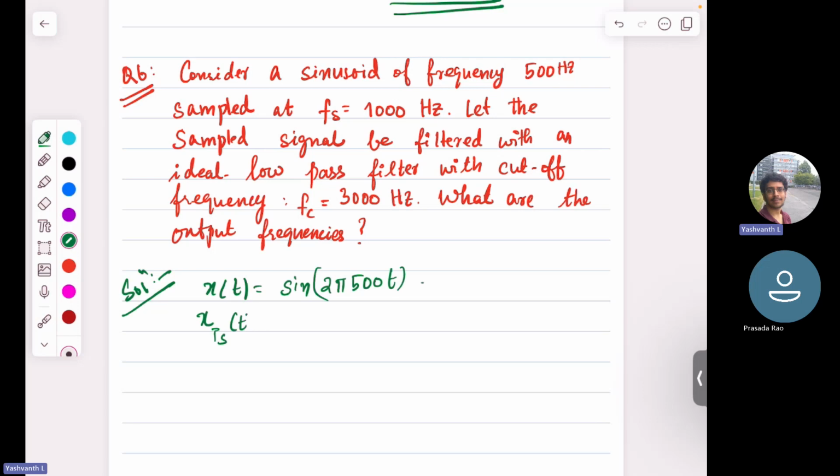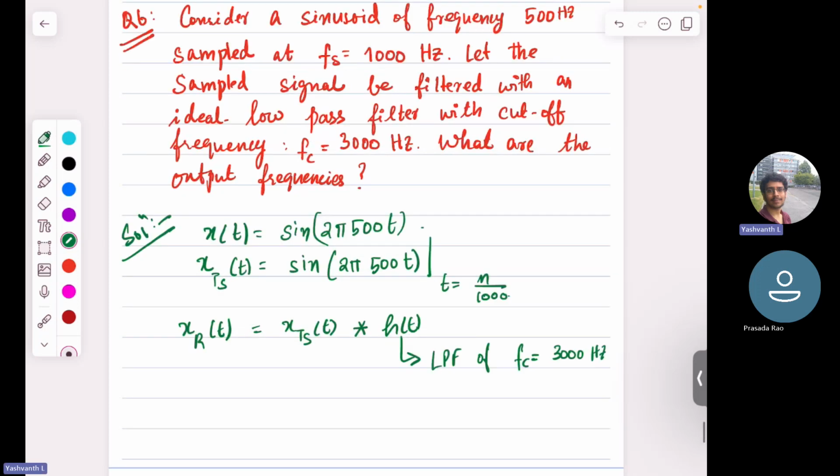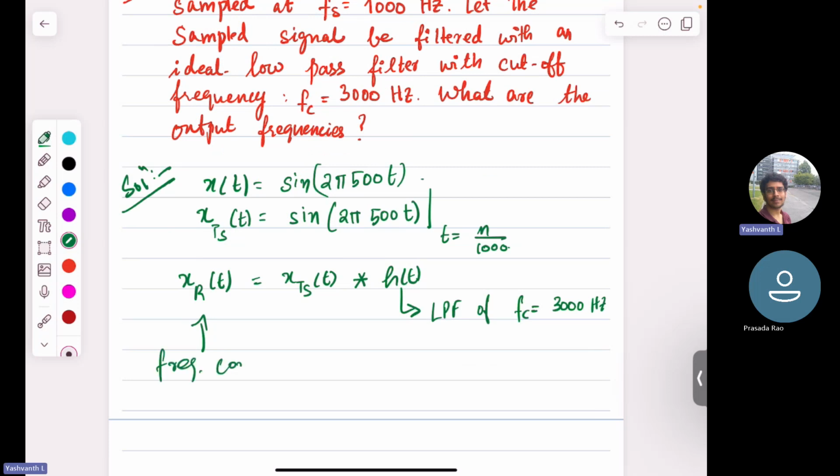X ts of t, that is the sampled signal, is nothing but sine 2 pi 500t at t equal to n Ts. Basically you need to sample at n Ts, so n by 1000. Now I am recovering the signal xr of t as x ts of t convolved with h of t, where h of t is a low pass filter of fc equal to 3000 hertz. Now the question is, what are the frequency components in xr of t?